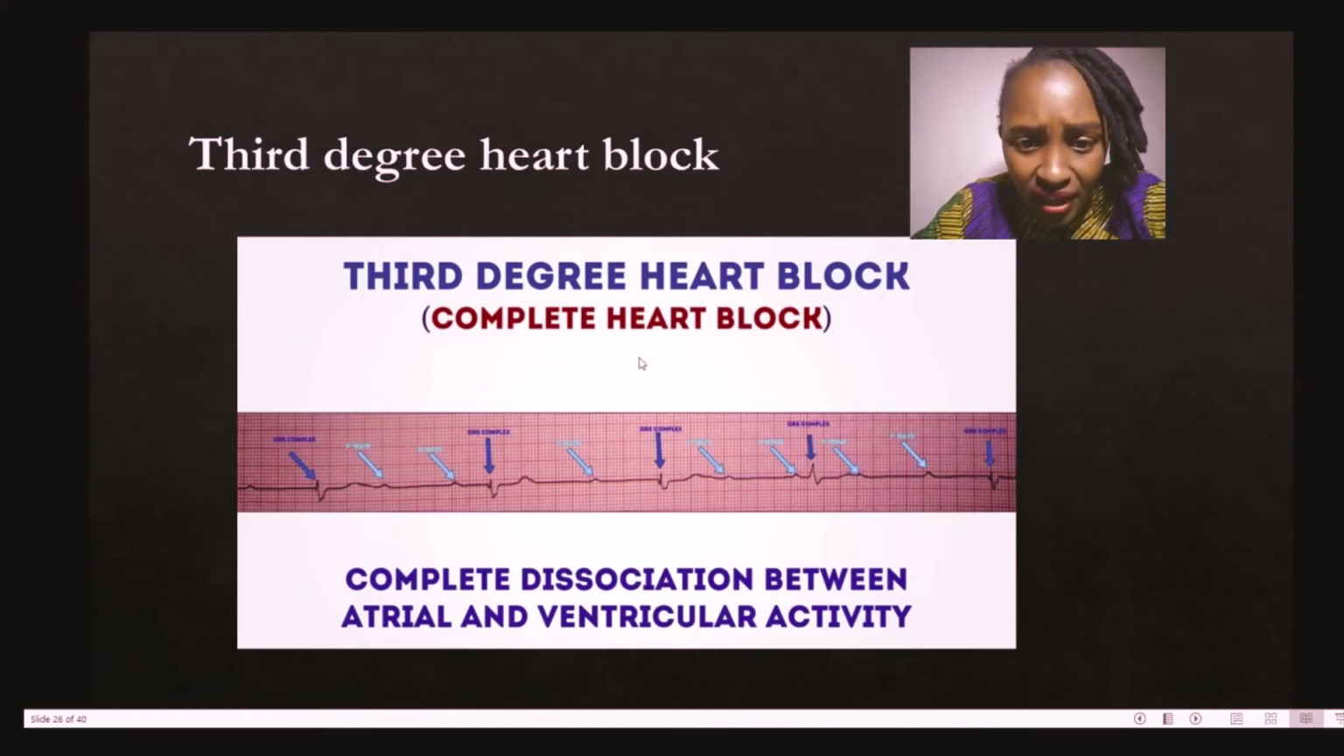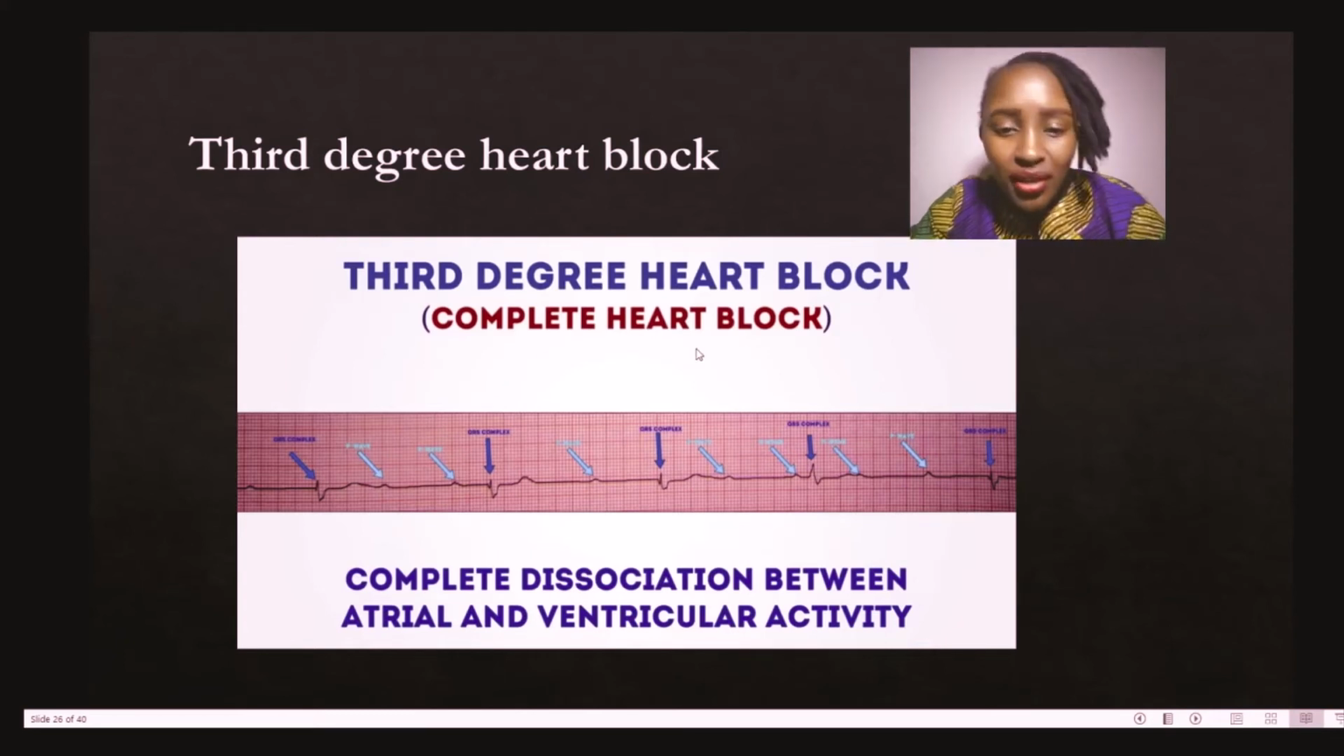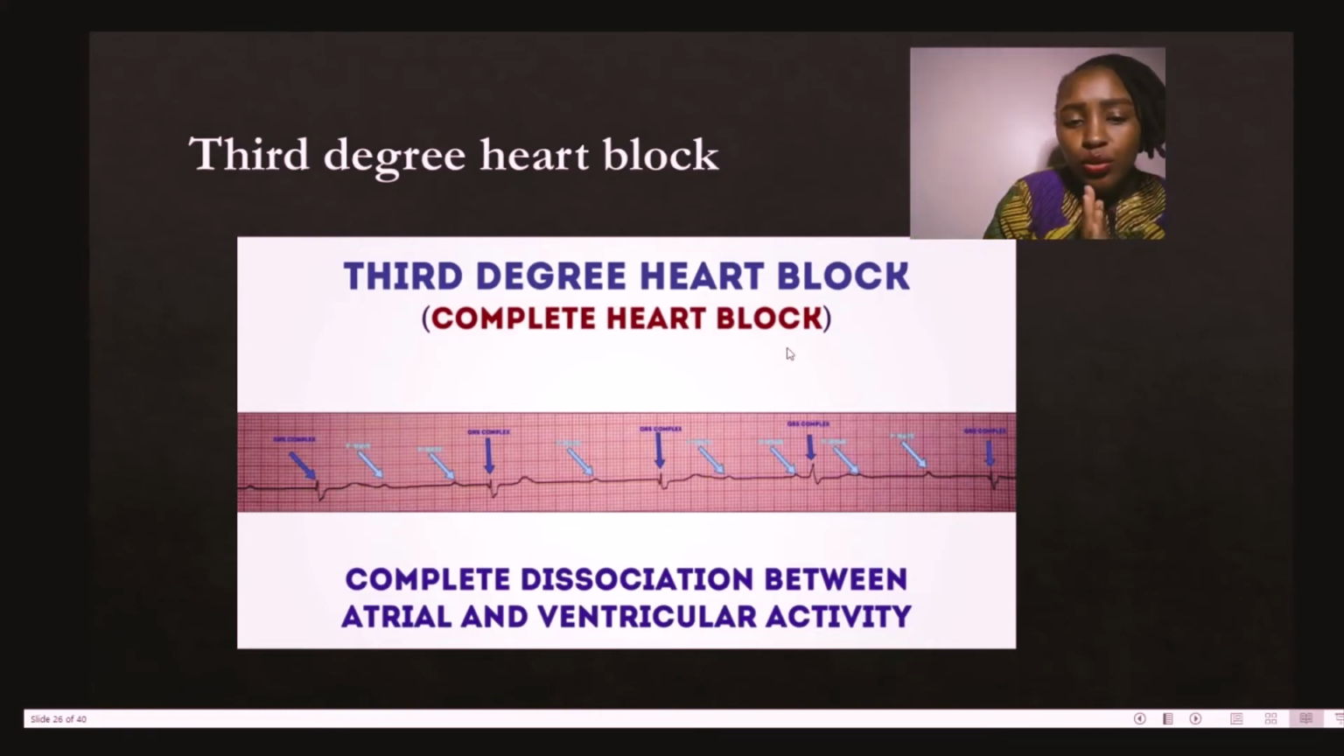Then again, the atria fires and there is a P wave. After some time, there is a QRS complex. After some time, there is another P wave, QRS complex. So this shows the complete dissociation between the atria and the ventricular activity, which is called a third degree heart block, which means something should be done and fast before this patient goes into cardiac arrest.